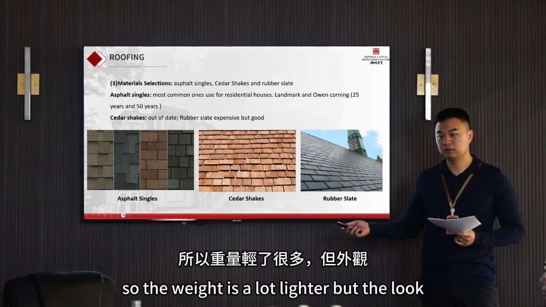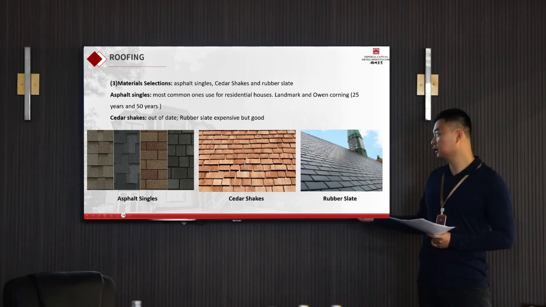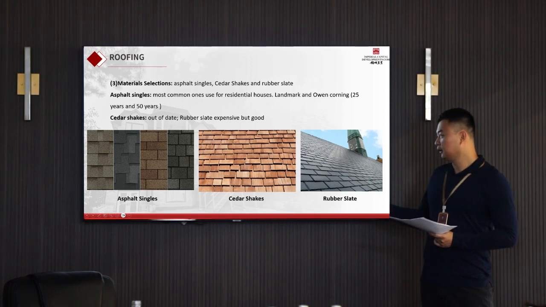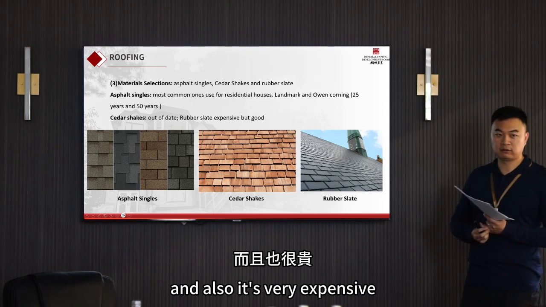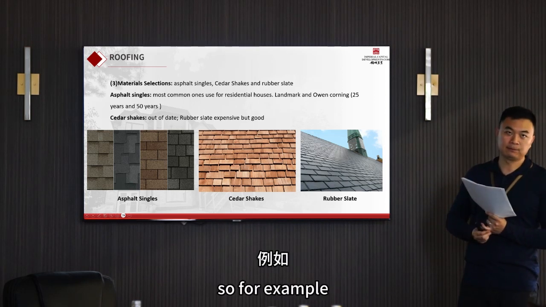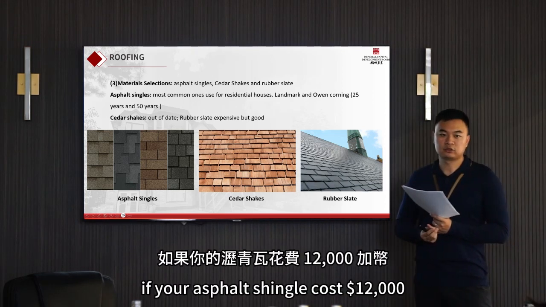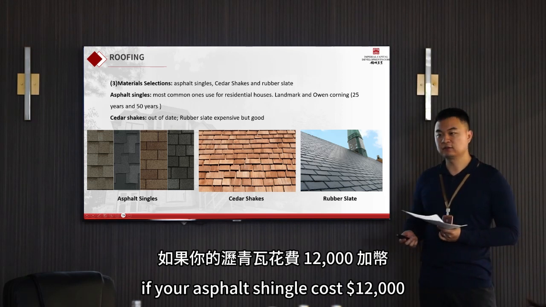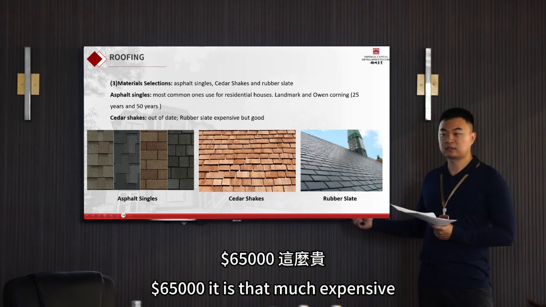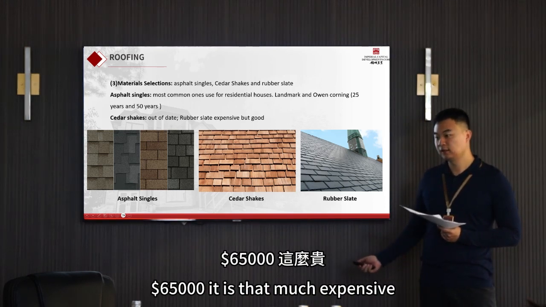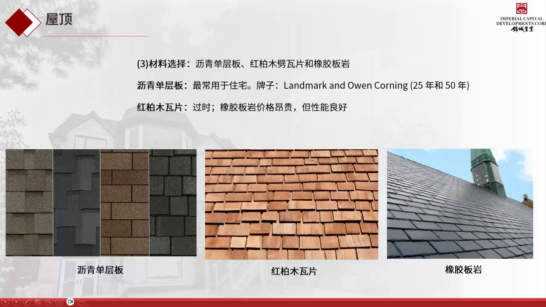So the weight is a lot lighter, but the look is much better compared to the asphalt roof. And also it's very expensive. So for example, if your asphalt shingle costs $12,000, then this rubber slate probably will cost you $65,000. It is that much more expensive.